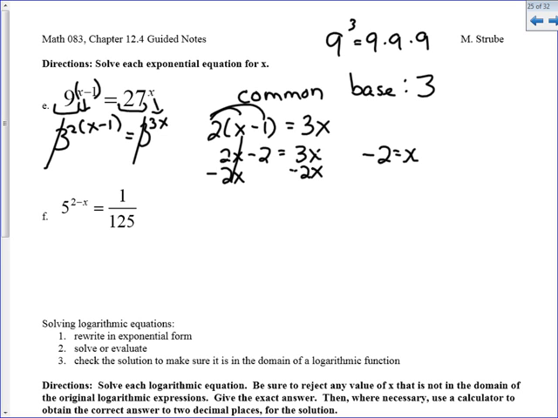Yeah. But the answer is 3, right? No, the answer is this part right here. The 3 is just where we have to start. And then once you get both of them to have the 3 for a base, whatever you solve here is your final answer.